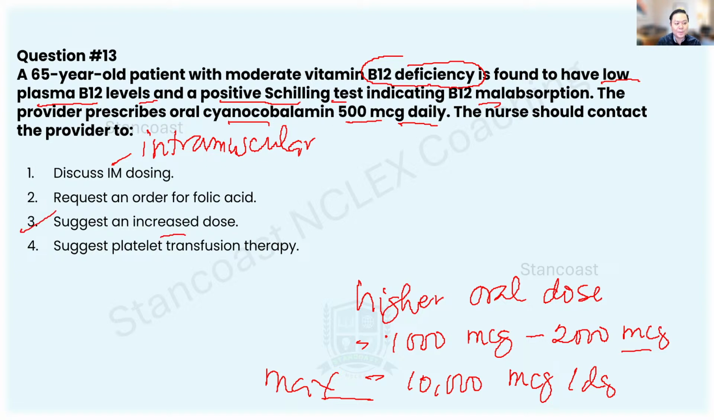Okay. What about number 2? Request an order for folic acid. Well, remember, guys, that folic acid is vitamin B9. It will not address the vitamin B12 deficiency. So, will not work.